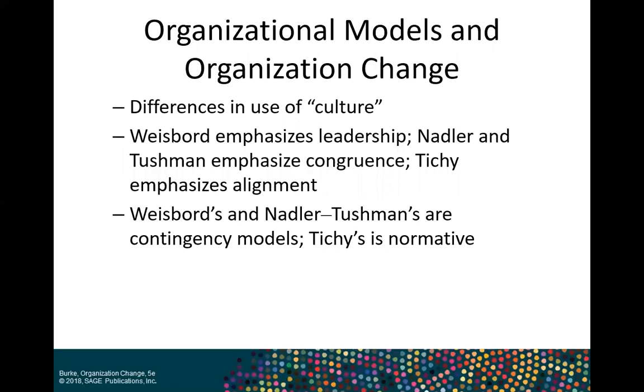Weisbord and Nadler-Tushman models are more contingency models, while Tichy's is more normative, right? It is talking about and addressing how things are and how do we make things work in the way things are. It's not as radical, so to speak. It's more confirming and conformatory than it is radical.